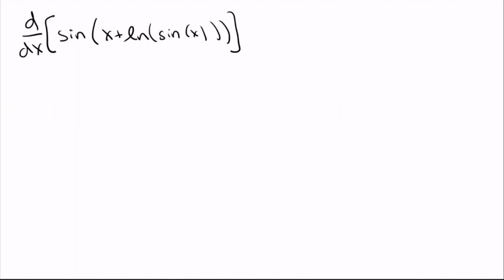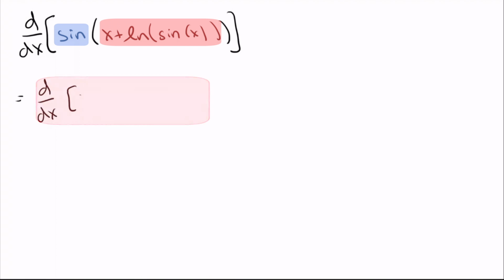Okay, so you can see what we're doing is slowly peeling away more and more layers of this. So again, we've got a sine on the outside, we've got stuff on the inside. This is definitely a chain rule. So we're going to take the derivative of the stuff on the inside. So that's x plus ln of sine x.